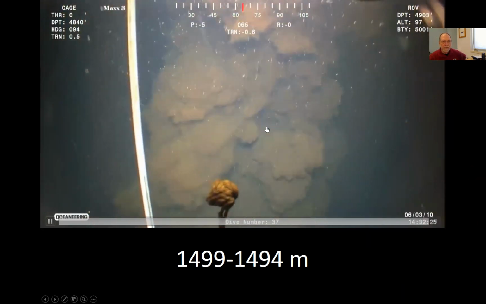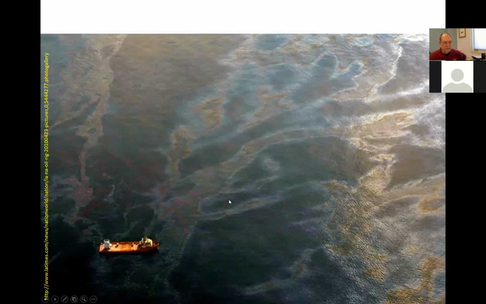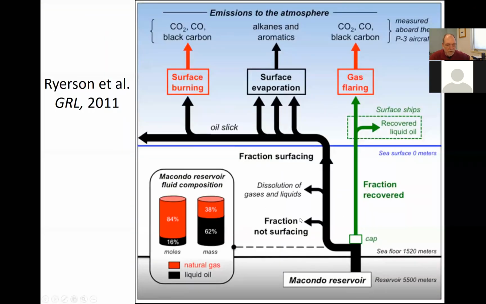Well, this was a catastrophe. So the oil comes up and it rises up to the surface. Some of the oil dissolves in the water column. Some of it comes to the surface and flares off as gas. Some is burned and forms the oil slick. So this is the fate of that oil.